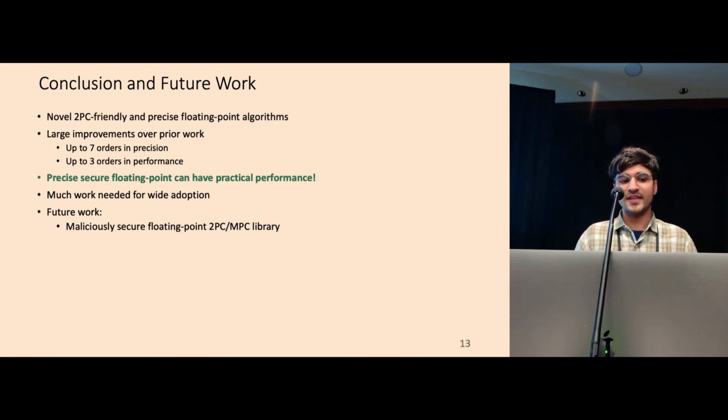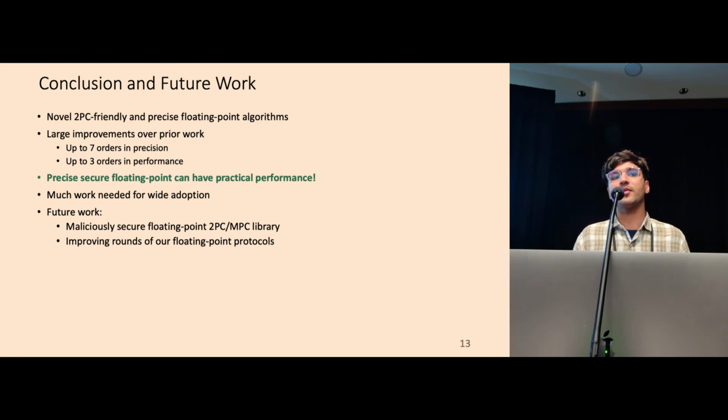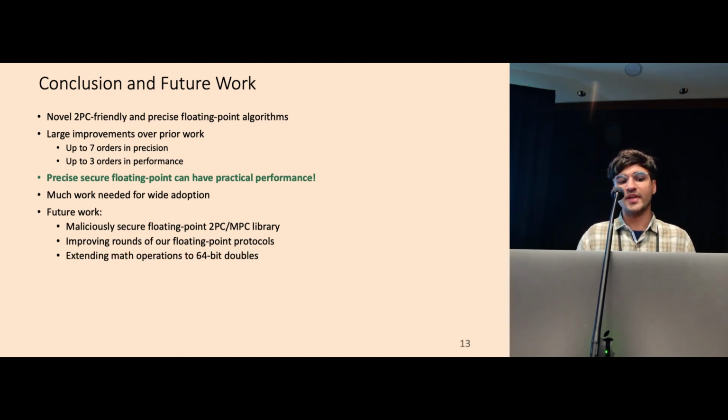First is extending SecFloat to be maliciously secure or to the n-party situation. It's pretty straightforward because all of our algorithms just use simple operations which are supported by any of the MPC or maliciously secure MPC or 2PC libraries. The second is to improve the rounds of our floating point protocols. We did not focus that much on improving rounds in this work, and that could be an interesting direction. The third is to extend math operations to 64-bit doubles. Our primitive operations support arbitrary representations, but our math operations are limited to 32-bit float.